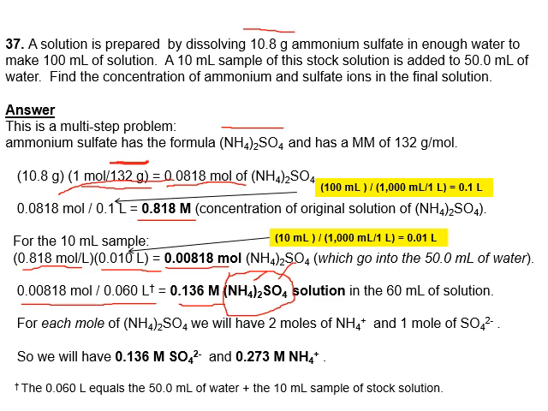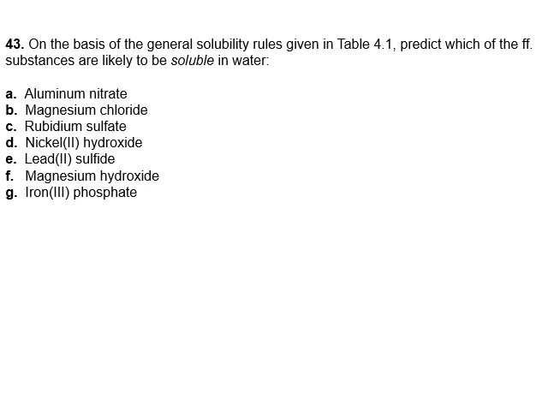But you're going to produce 2 NH4s, so the concentration of those is going to be twice the concentration of the formula unit. In other words, 2 times 0.136, which is 0.273. So the concentration for the NH4 will be 0.273. The concentration for the SO4 will be 0.136. Next slide. All right, let's predict which of these are likely to be soluble.